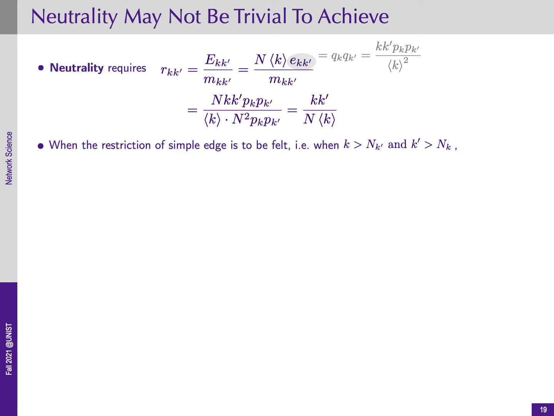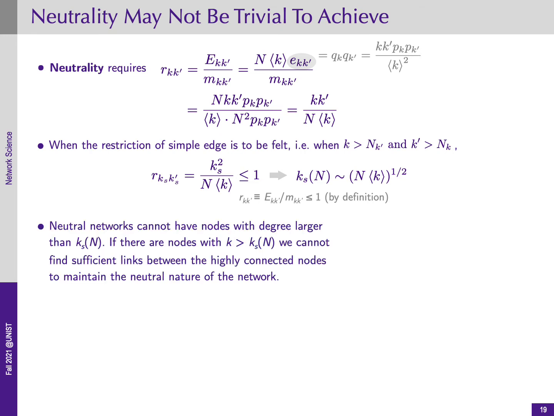But when the restriction of simple edges is felt, that is to say, when the degree of one group of nodes is larger than the total number of the other group, and vice versa, then this fraction should be less than 1. Okay? That implies that the quantity Ks is approximately proportional to the square root of the average degree K times N.